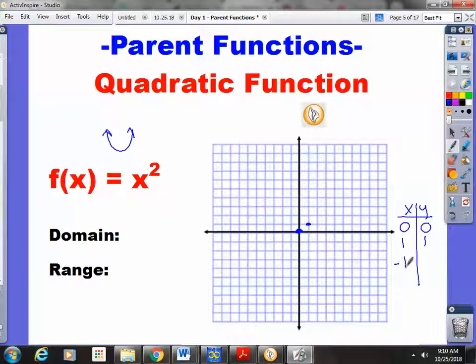What if I put negative 1 in for x? Negative 1 squared is positive 1. Pick some more. Put 2 in, 2 squared is going to be 4. Put negative 2 in, negative 2 squared is positive 4. I'm going to go ahead and put 3, negative 3 in. 3 squared is 9. And what about negative 3 squared? It's also 9.